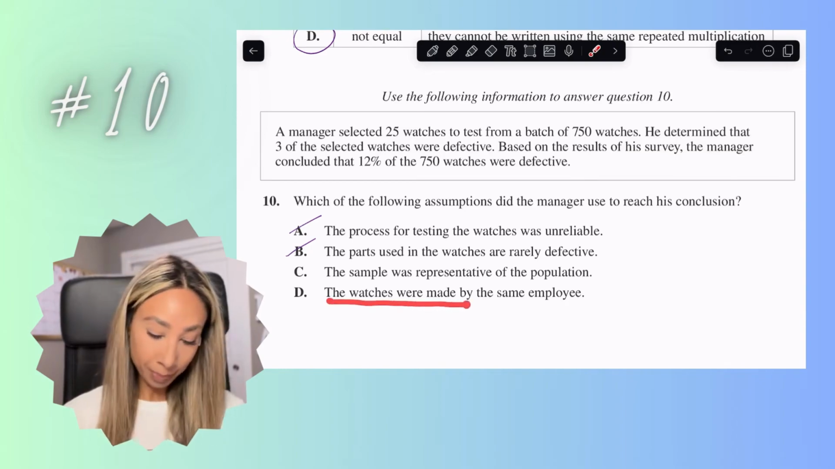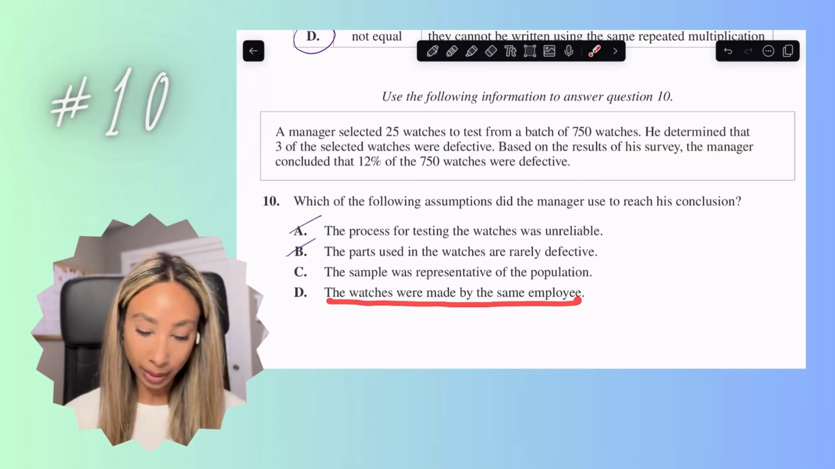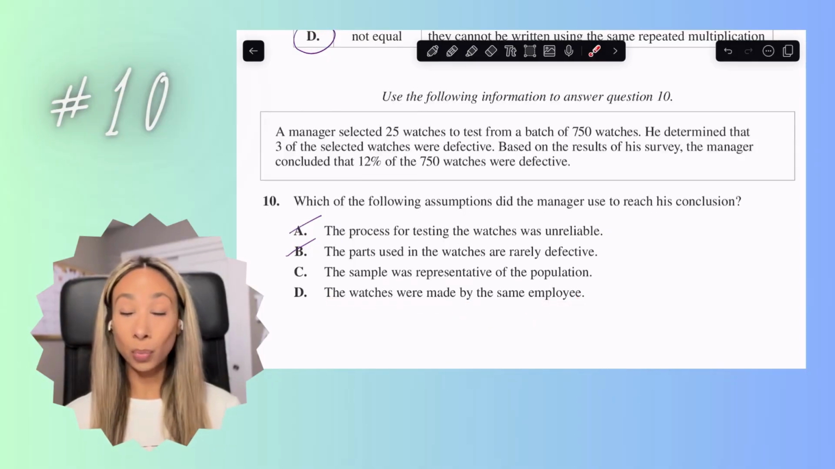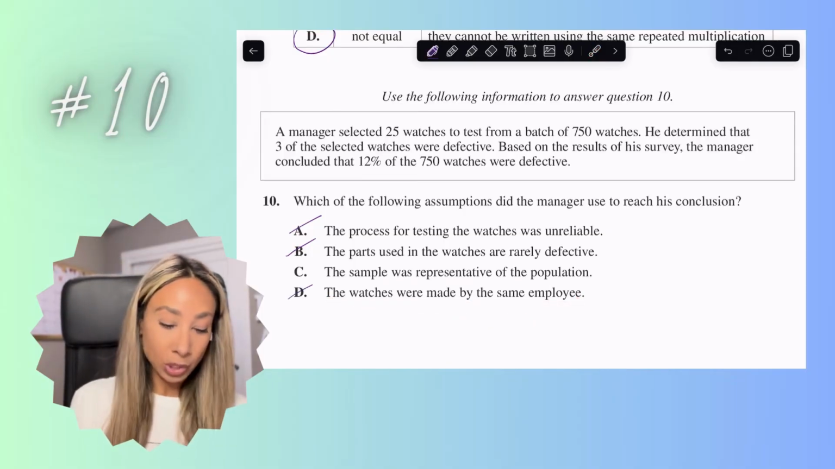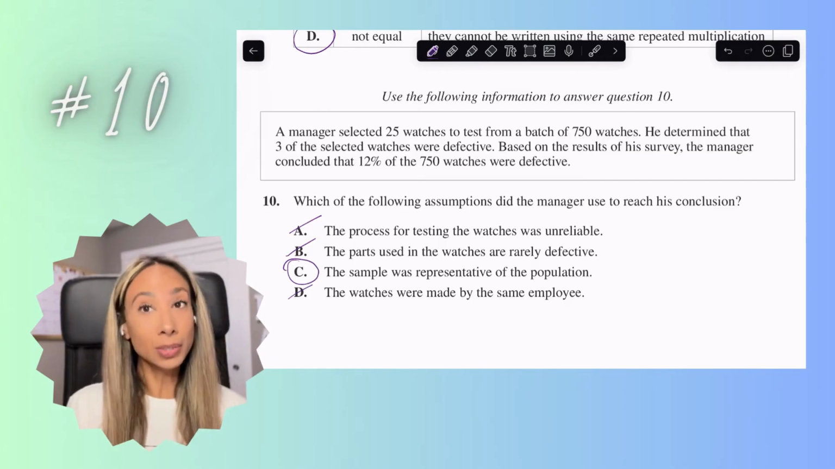Let's double check D. The watches were made by the same employee. Again, we have no information indicating that the watches were made by the same employee. So our best answer for this question is going to be C.